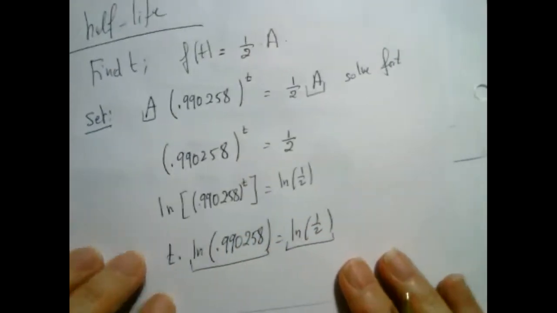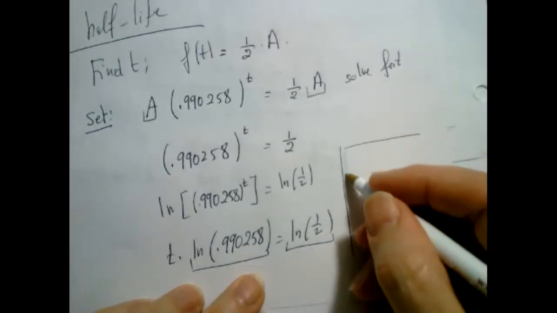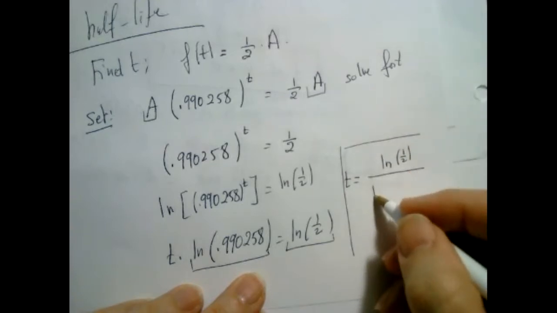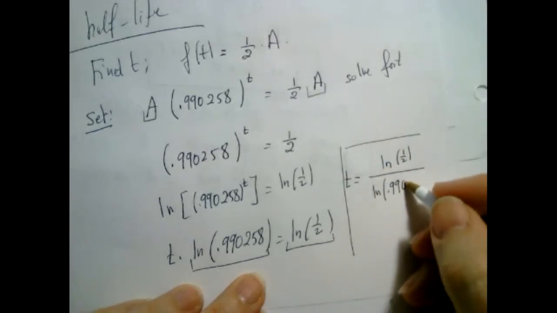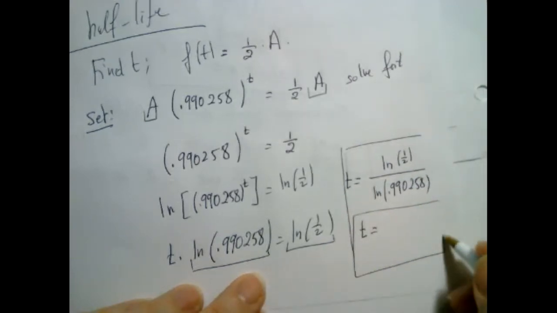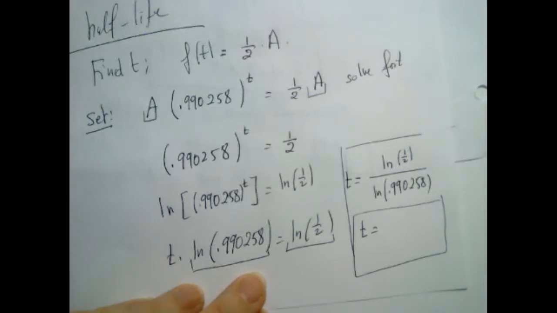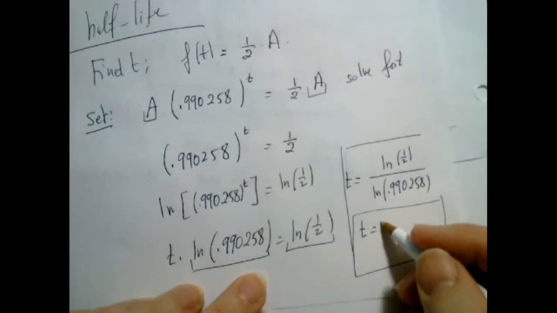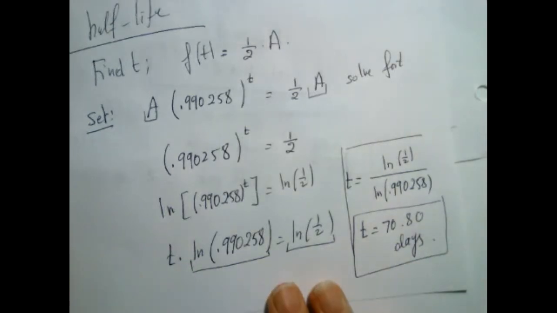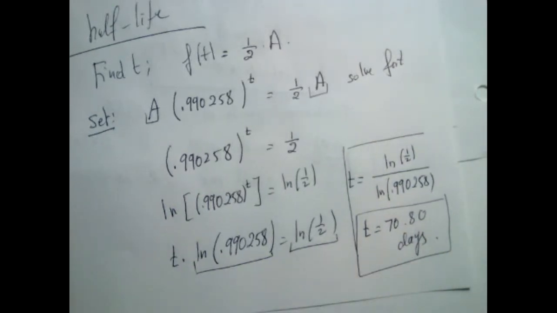And now the rest, we have to solve for t. I will get t equal to ln of a half divided by the ln of 0.990258. And then finally, I find the value of t. So t would be ln of a half divided by ln of this number. And I'm getting 70 years. I mean 70 days, because the unit of time is this. So we need 70 days for the amount to be reduced to half its value.